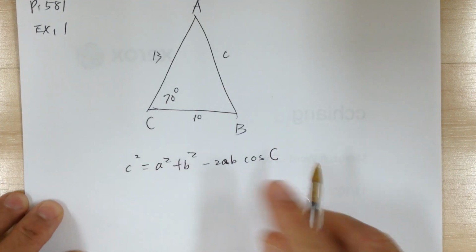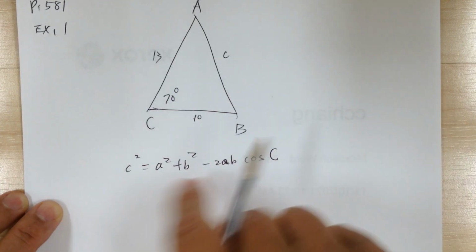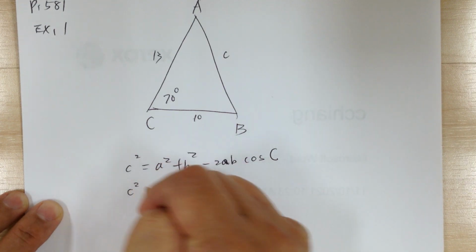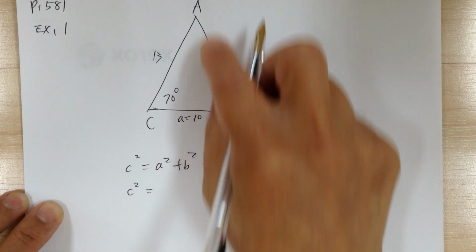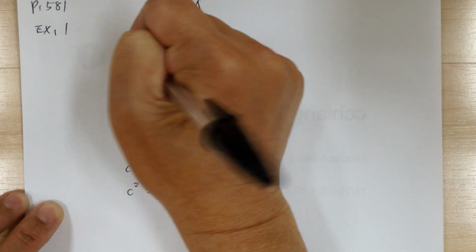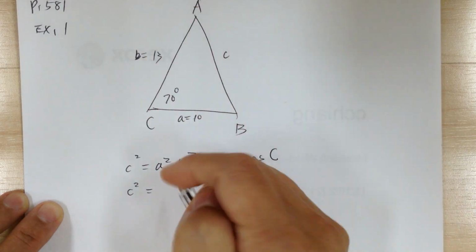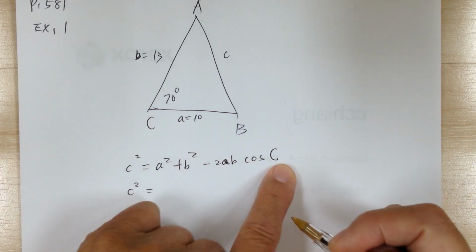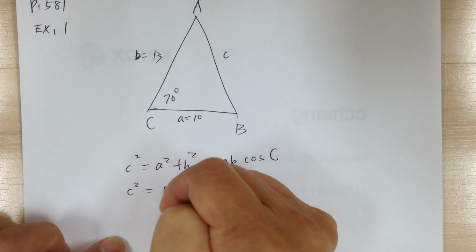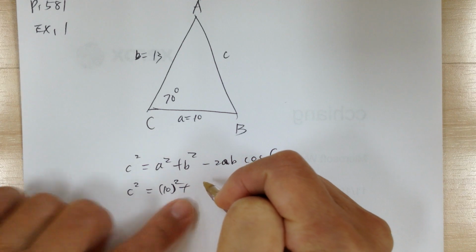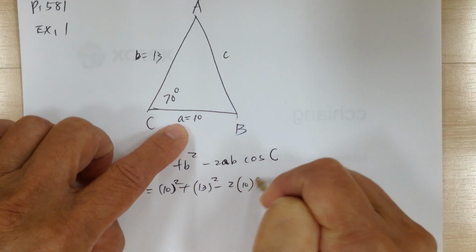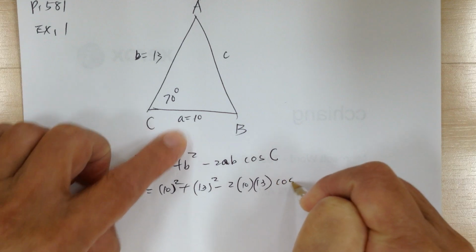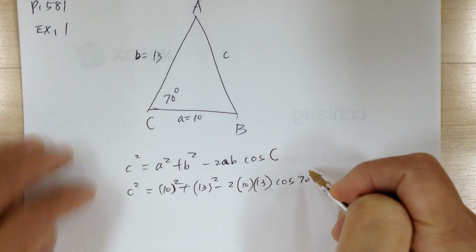Okay? Then after that, I always write down the formula, then you substitute everything in here. So you're going to get c squared equal to, now this would be a, right? Small a is facing the big A, and small b is facing the big B. So first write down the formula, then you substitute. So it would be 10 squared plus 13 squared minus 2 times 10 times 13 times cosine of 70 degrees. Okay?